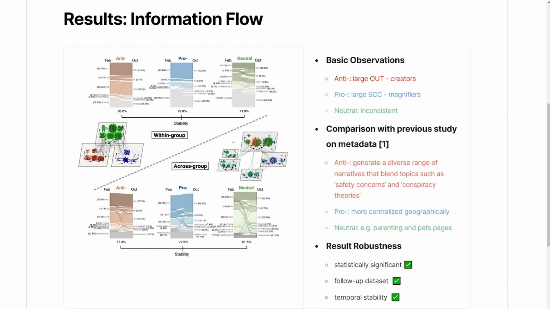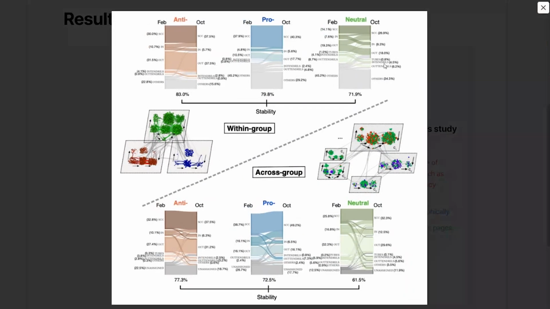And for the neutral pages, it's quite inconsistent, so you can see in this panel they have a large others component. That means the bow tie structure is not informative. On the other hand, when we account for interacting with anti and pro pages, they have a more informative structure.